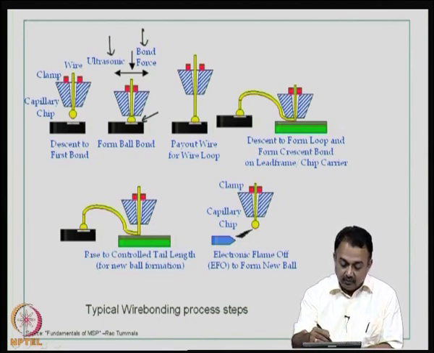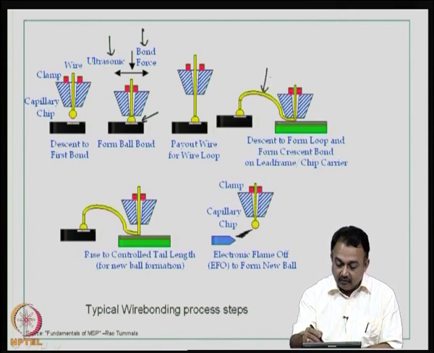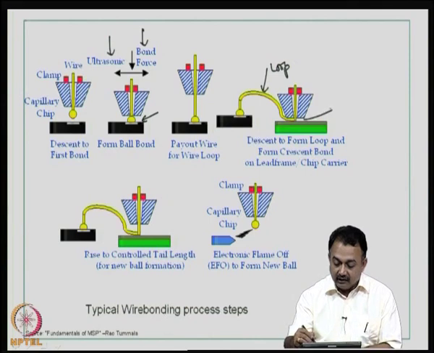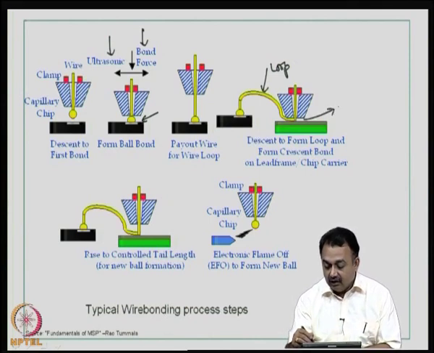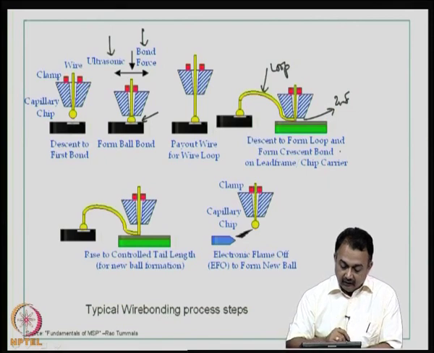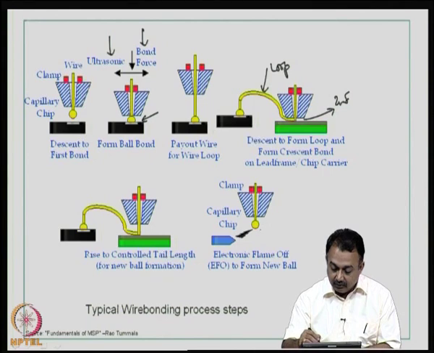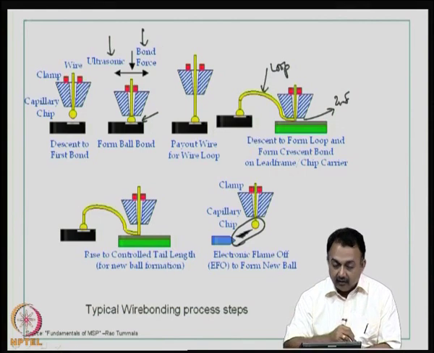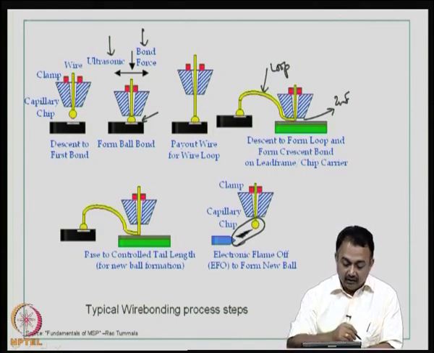Now, the clamp is pulled over, the loop is formed. This is the loop. The loop is formed, then taken to the next site. This is the lead frame or the package. So, this is the second landing site for the wire. A crescent bond or a stitch bond is formed and then it is cut off. So, this is a picture showing you how a high voltage spark will create a ball, and that is now utilized to form the first bond.